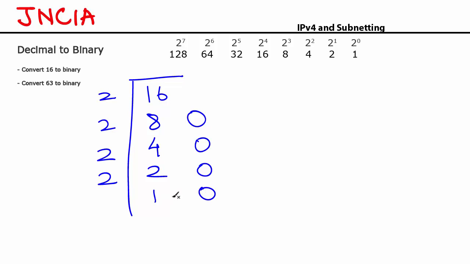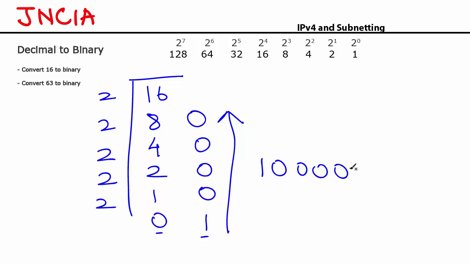Now don't stop here. We have to do this one more time. 2 zeros are 0 with a remainder of 1. You stop when you have a quotient of 0 and a remainder of 1. That's when you stop division. And then your answer will be in this direction. So the answer is 1 followed by 4 zeros. 0 0 0 0. That's 16 in binary.